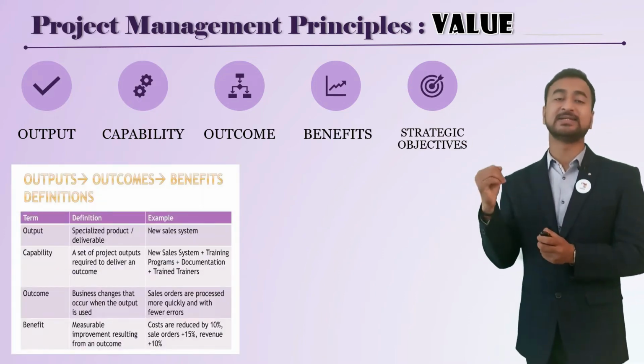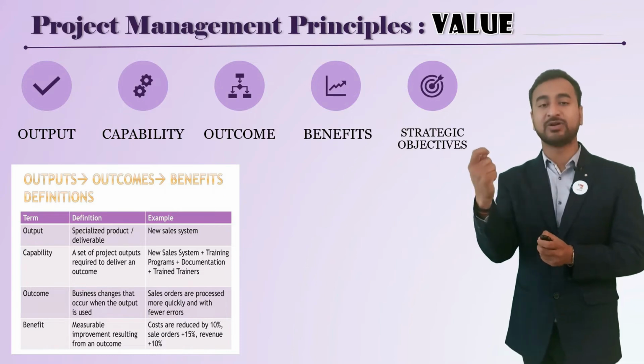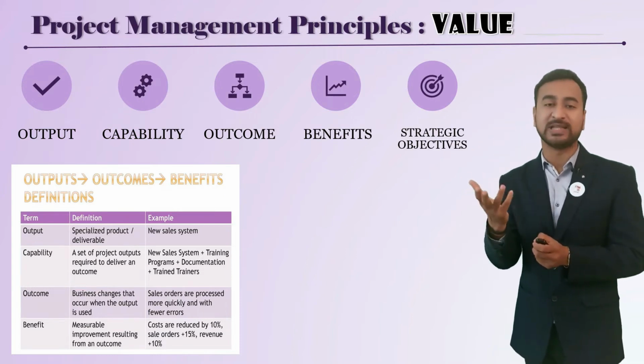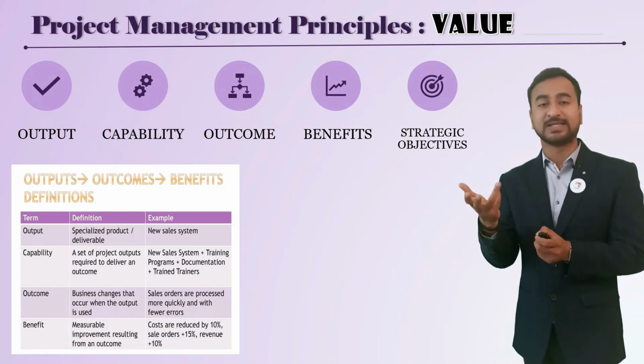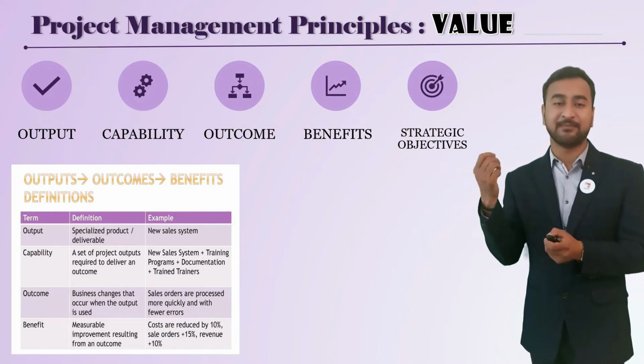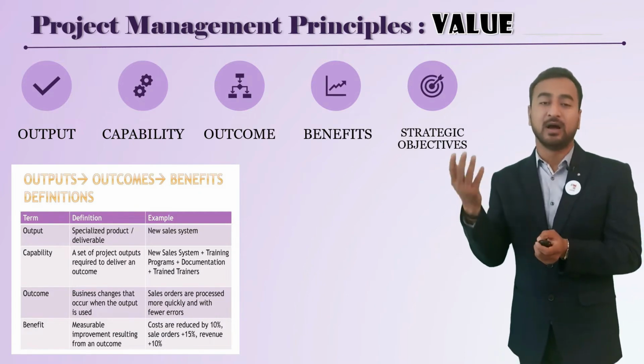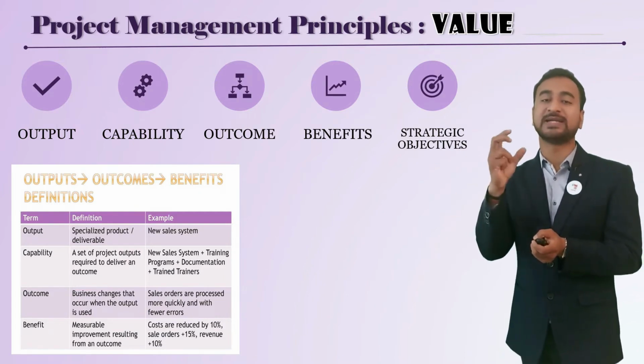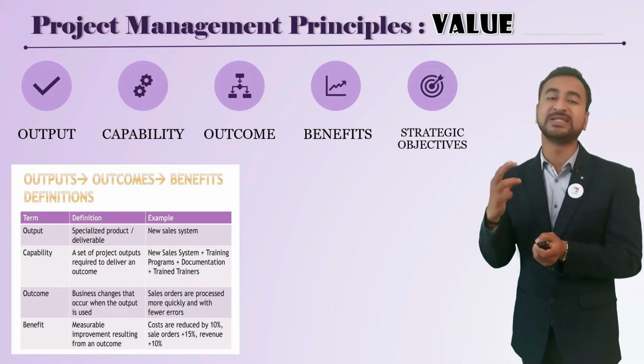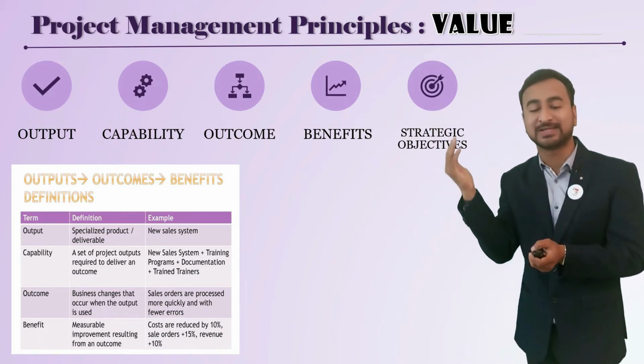So let's consider the output. I want to give you an example of what the output is, that is the product that you use. Let's consider the example: you want to develop software which produces the sales system. That software is an output, but using this output you are not able to achieve the strategic objective.